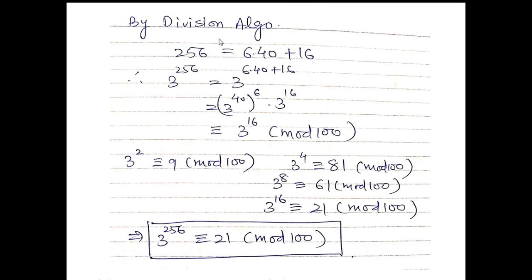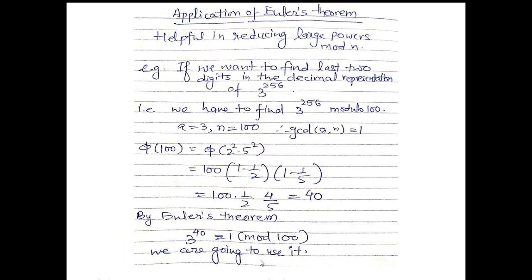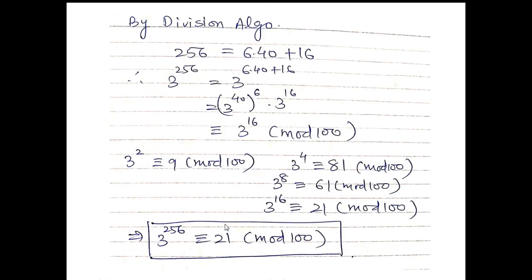Now by division algorithm, 256 can be written as 6 into 40 plus 16. So 3 to the power 256 is equal to 3 to the power 6 into 40 plus 16. So we can write (3 to the power 40) whole to the power 6 into 3 to the power 16. So we know that 3 to the power 40 is congruent to 1. Let us use it here. So we are left with 3 to the power 16.